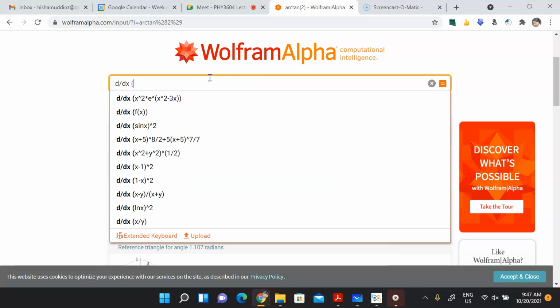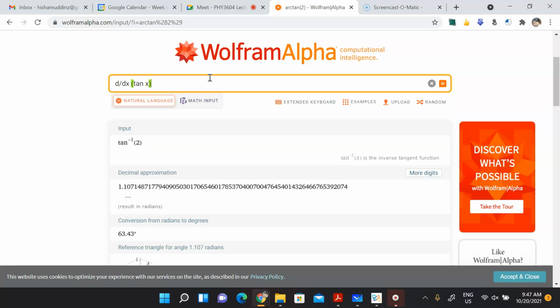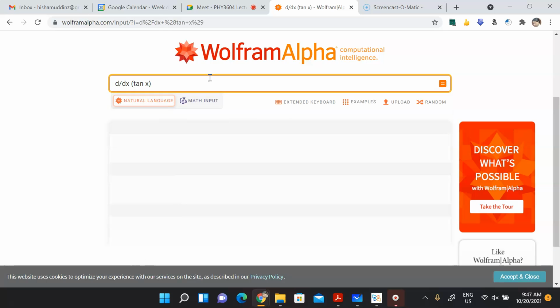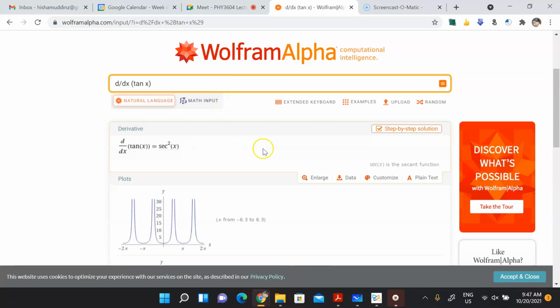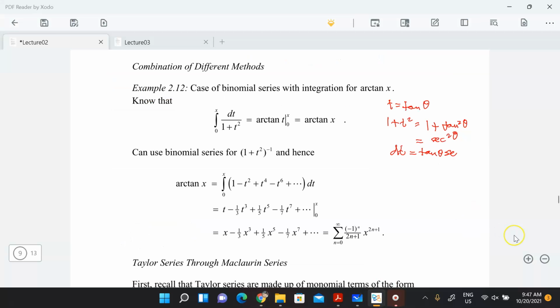d/dx of tangent x. See, I can't remember all the simple things anymore. Just use a computer. Or secant squared, sorry. So that will give you secant squared. Go back there, so this is wrong. This is secant squared theta d theta. And then you can see that this is secant squared theta d theta. This is secant squared theta.